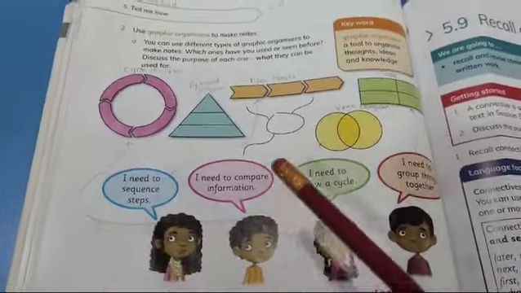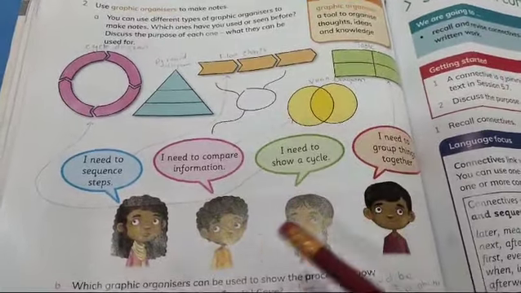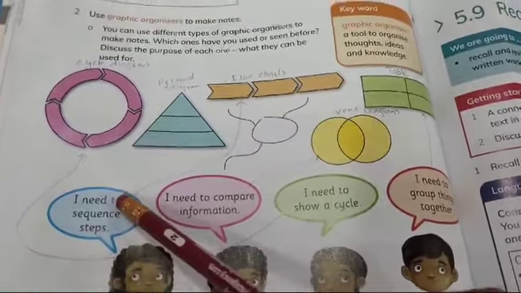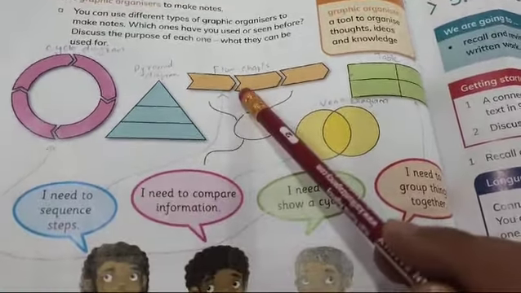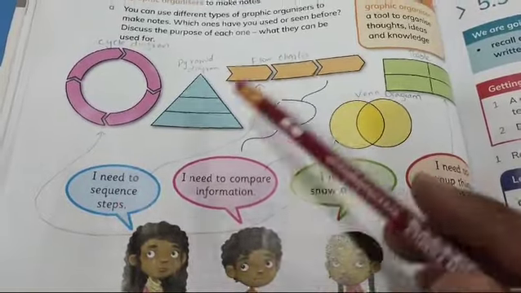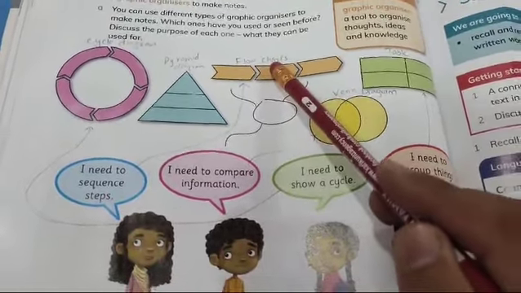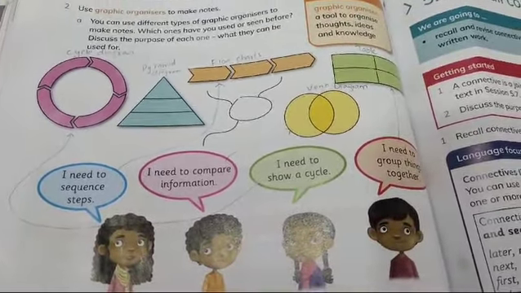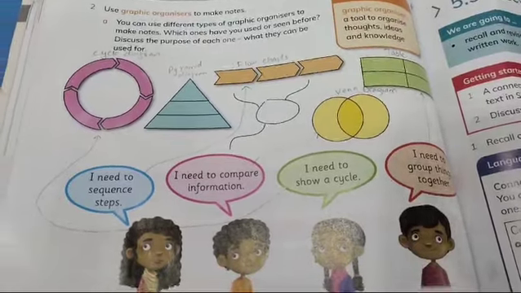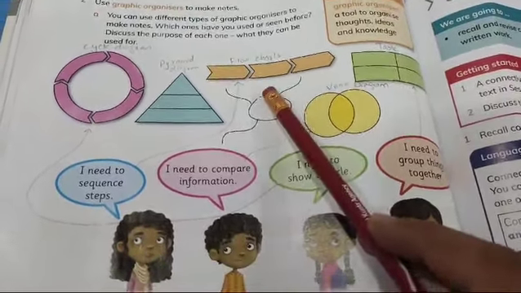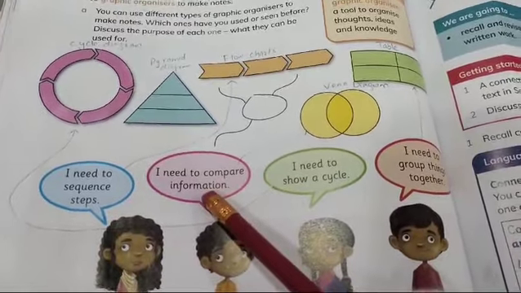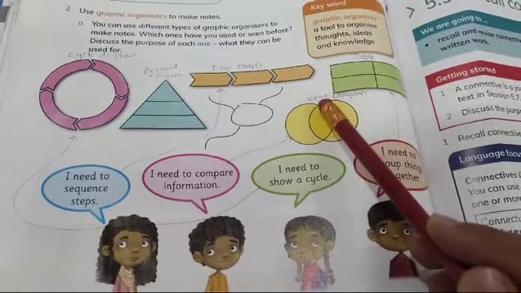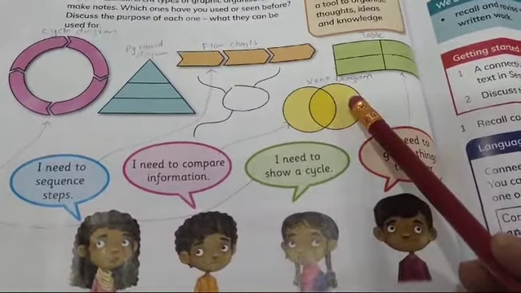So these are students over here who ask, for example, I need to sequence steps. So we need to match the column, match it with the flowcharts. I need to sequence steps, so we will go for the flowcharts. If we want to sequence, for example, a recipe, or if we want to write an experiment, we use flowcharts. Okay. So I need to compare information. So we will use the Venn diagram. For any kind of comparing and contrasting, we use the Venn diagram.